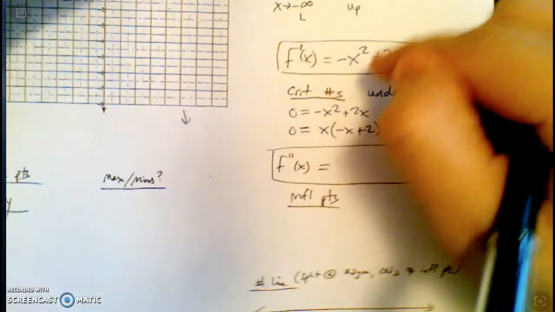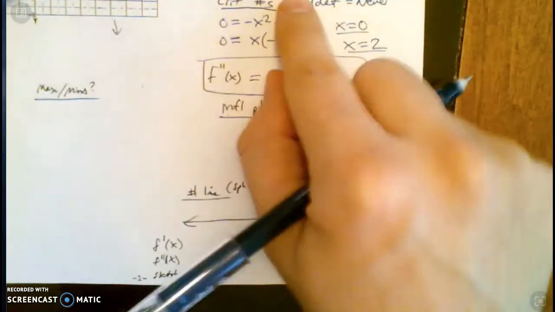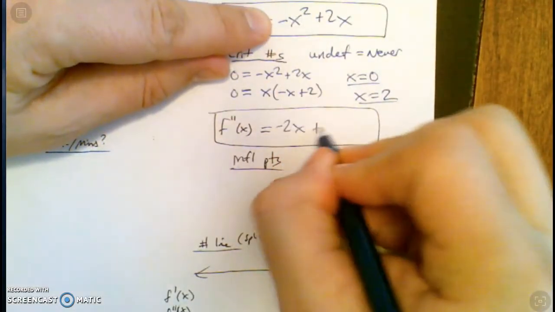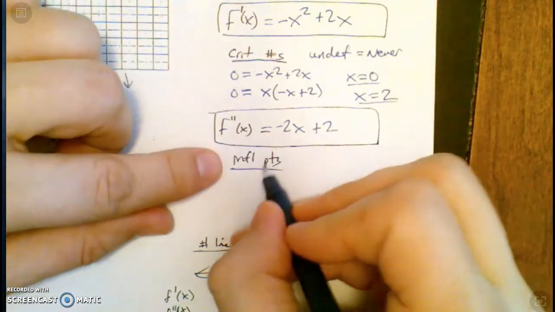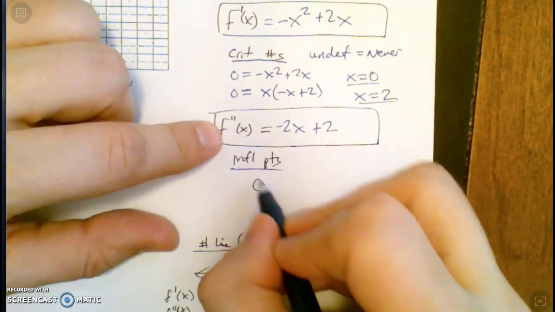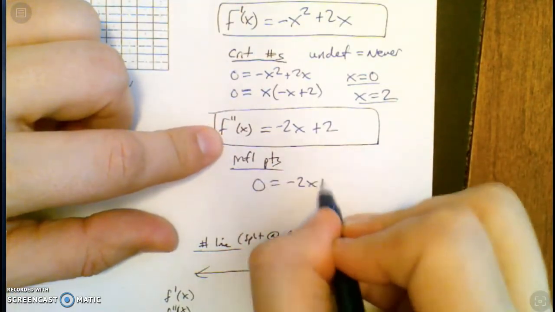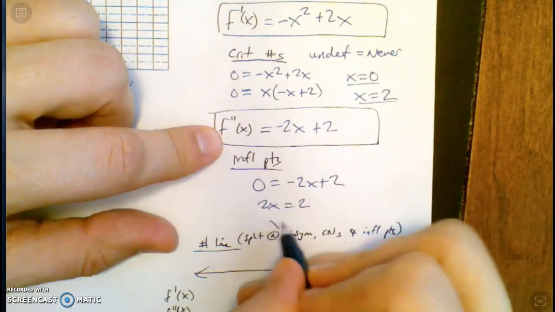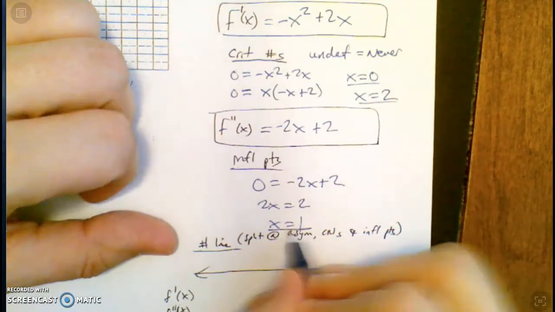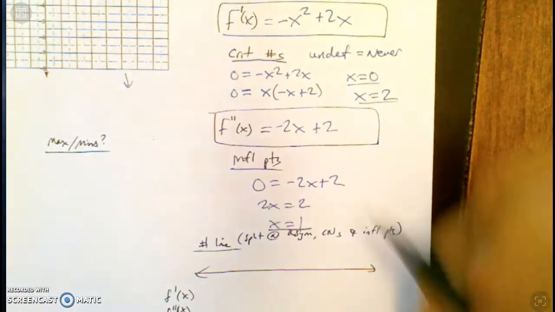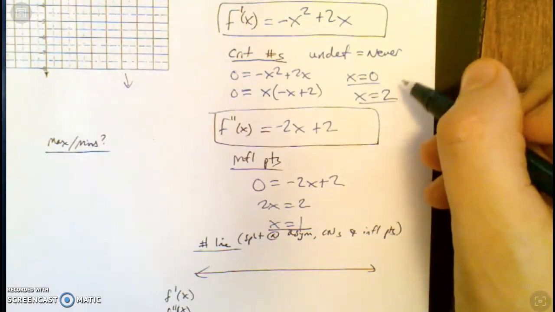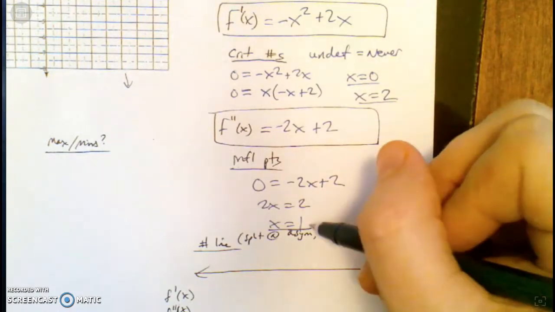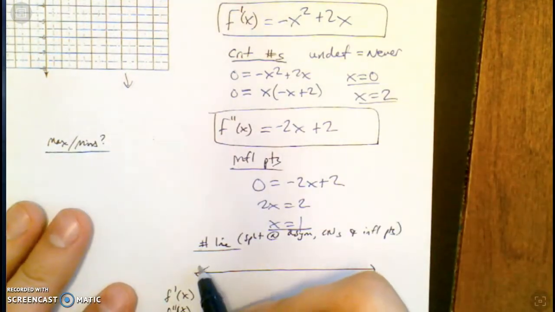Next, we have f double prime, which is the derivative of this guy, which would be negative 2x plus 2. Inflection points are where this thing equals 0. And kind of like before, I move this to the other side, divide by 2, and you get 1. So I know my graph is going to split at 0, 2, and 1.